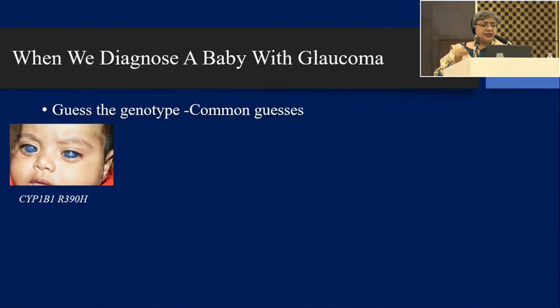Now you can reach a stage where you see a baby and you guess the genotype. So now you learn a little more. So we see something like this with a spindle-shaped corneal opacity and very, very severe glaucoma at birth. We think it's CYP1B1 R390H.